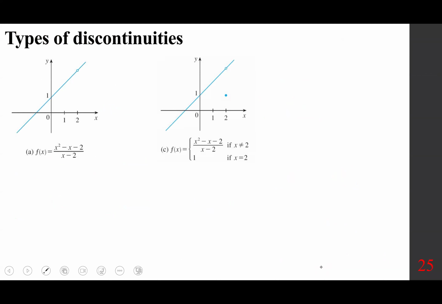Okay, types of discontinuities. Let's look at this function. F of x is x squared minus x minus 2 over x minus 2. This function is the same thing when x is not equal to 2, and at x equals 2 it is equal to 1. This is the functional value. So this one doesn't even have a functional value, and there's a hole, and of course we have a discontinuity.